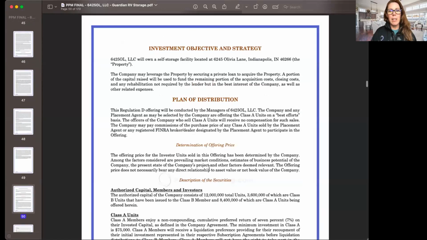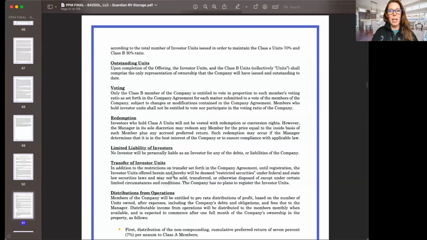It's going to be the objective and strategy for the plan, okay? What's happening? What are the capital members doing? What are the different classes doing, okay? In here, it's going to outline the units, who's going into what class of units, how voting happens, and whether there are any redemption provisions.